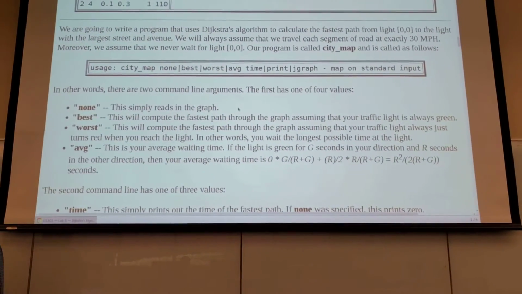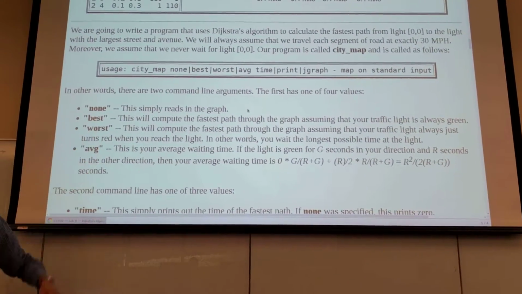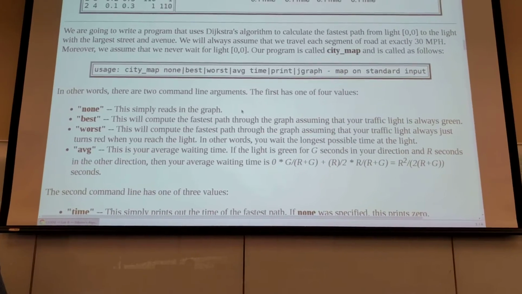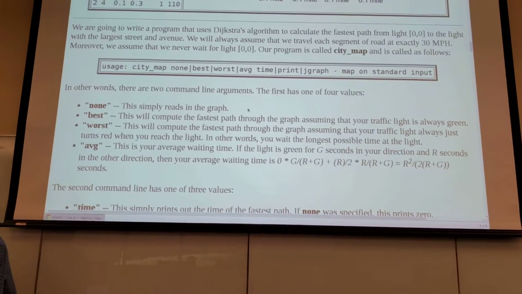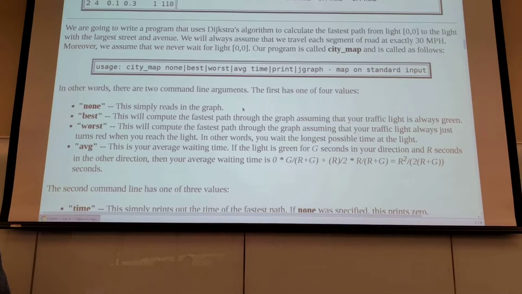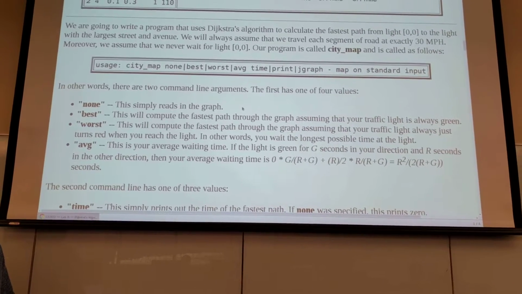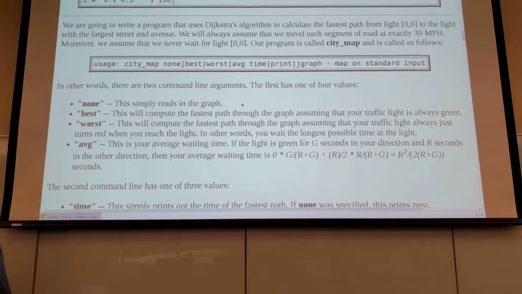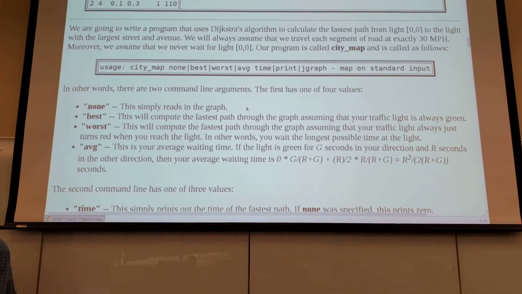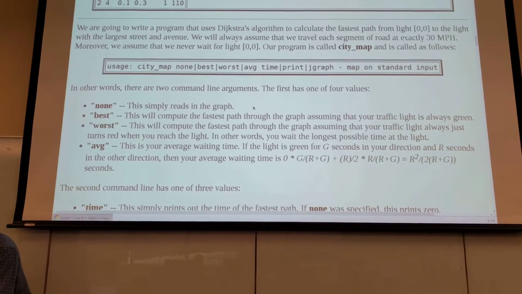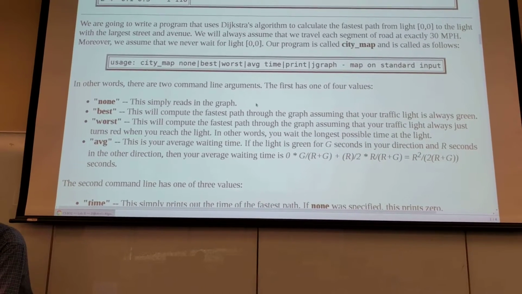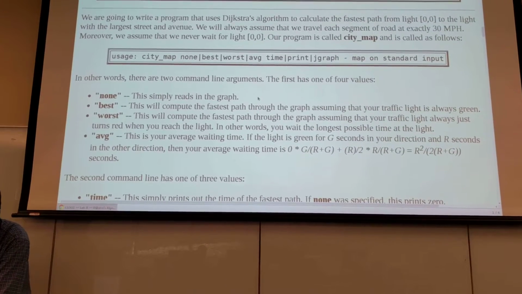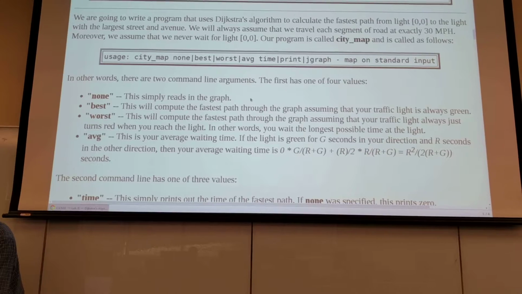So when you call the program, it's called with CityMap. The next thing you're given is how you want to calculate the time. You can either say none, which doesn't calculate the path through the city, or you can say best, which is the best time you can travel through the city. And this is assuming that you always have green traffic lights as you're traveling through the city. So it's the best possible time, the lowest time you can take through the graph.